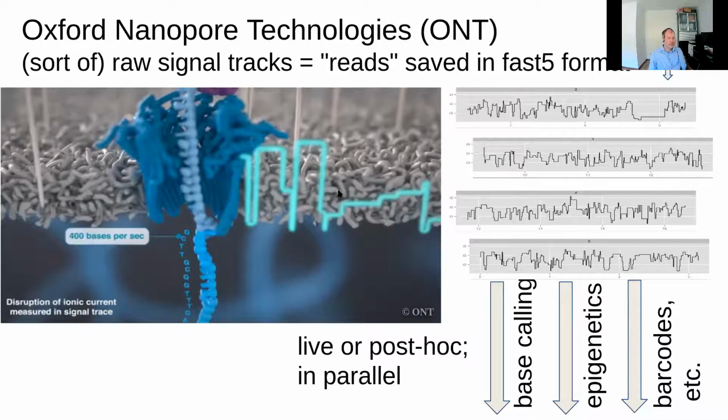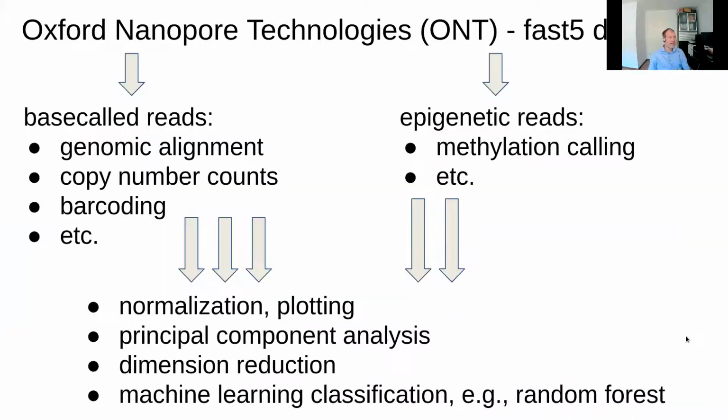current that, again, by a neural network, is then translated into bases or epigenomics, barcodes, etc. And with those reads, you could then do a genomic alignment, do copy number counts, and then you could read the methylation, etc. And then you normalize your data, you plot it, and you can apply dimension reduction, you can apply random forest classification or whatever machine learning. And even though that's just a glimpse of the data you would get in an array, still that data density is sufficient to make a proper diagnosis.